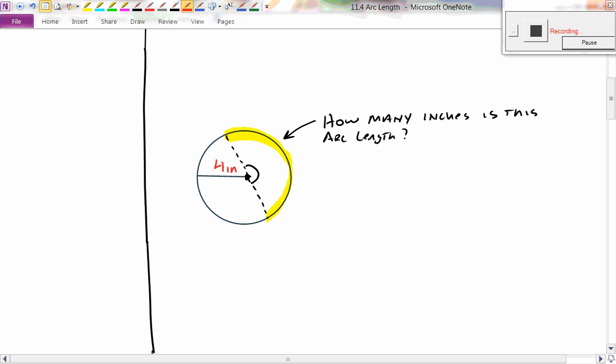How many inches is this arc length? And if you've been paying attention to the conversation, you already know the answer. So, please write down your thoughts. Okay. Can you tell me, what was your strategy for getting 12.56 inches? How'd you get that?